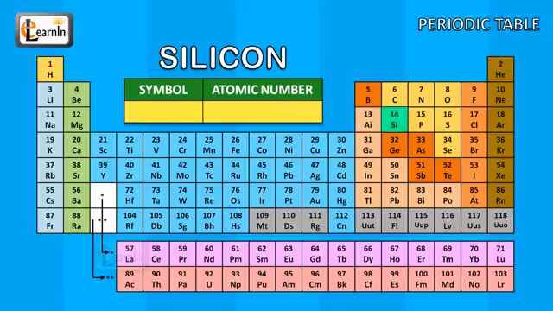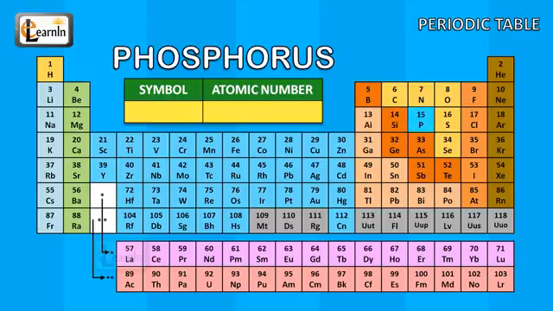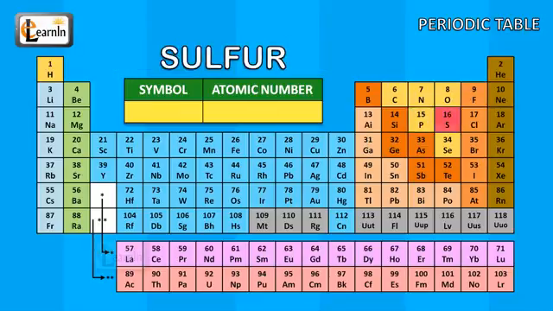The element silicon is represented as Si and has an atomic number of 14. The element phosphorus is represented as P and has an atomic number of 15. The element sulfur is represented as S and has an atomic number of 16.